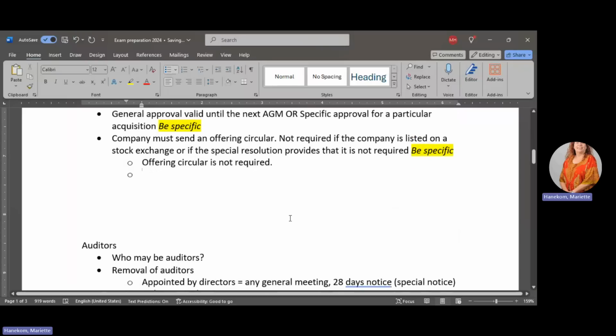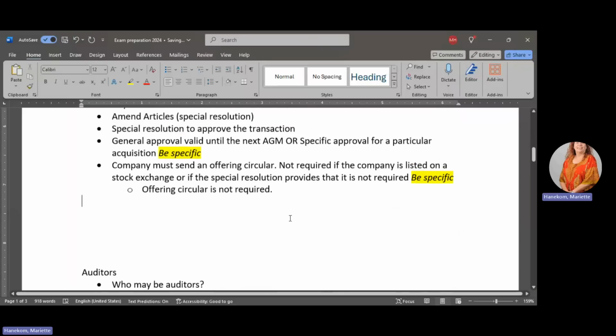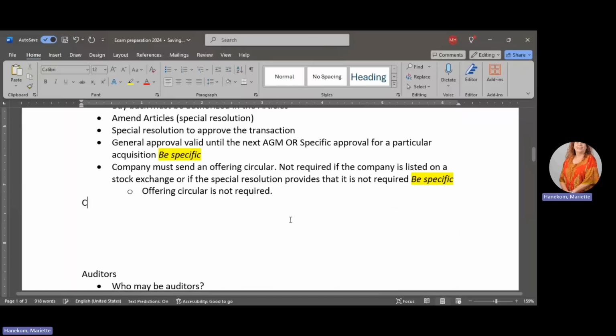Okay, my bullet points aren't working here. Never mind. What are the further procedures? The company must be liquid.